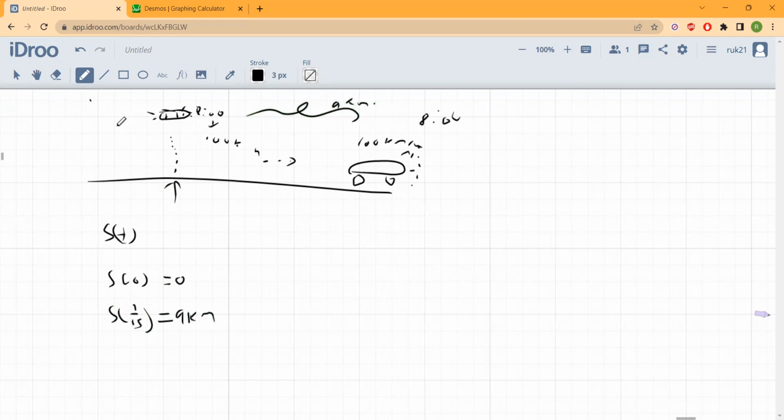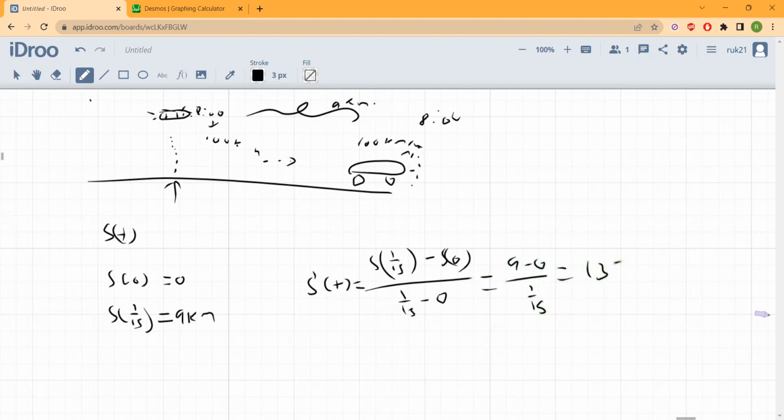Then we're going to use the mean value theorem. In this case we're using s, so s prime of t is going to equal s(1/15) minus s(0), over 1/15 minus 0. That is equal to 9 over 1/15, which is equal to 135. So my speed at some point had to be 135, and that's how he knows that he can give me a ticket.